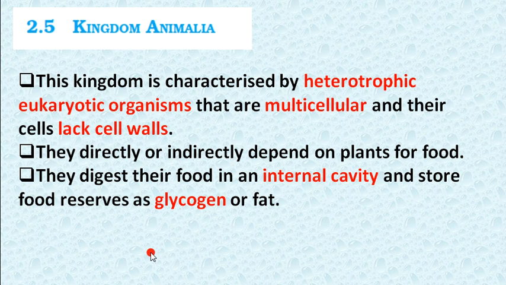Now they directly or indirectly depend on the plants for food. As we know, all the animals depend on another organism, but mainly the plants, for food, directly or indirectly. Now they digest their food in an internal cavity and store the food reserve as glycogen or fat. So an internal cavity is present in animals. They store the food as glycogen. Glycogen is a complex sugar. So they store food as glycogen or fat. Fat meaning fatty acids, lipids. So this is about the animal kingdom.